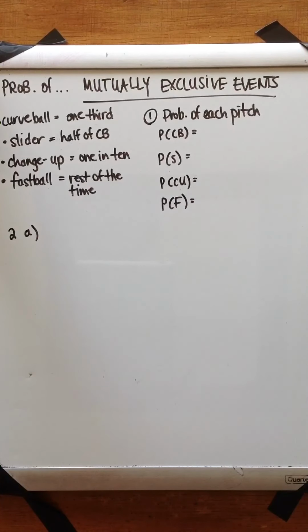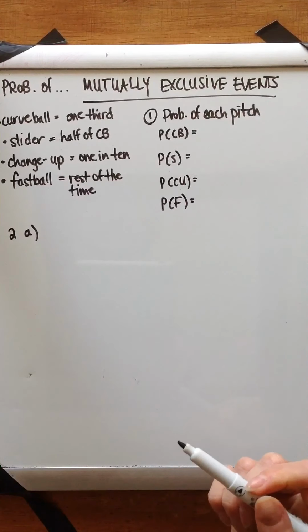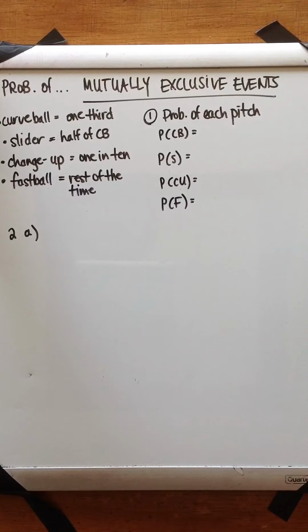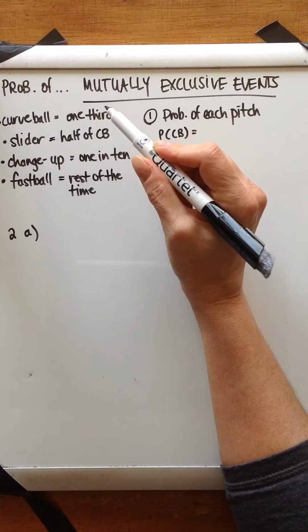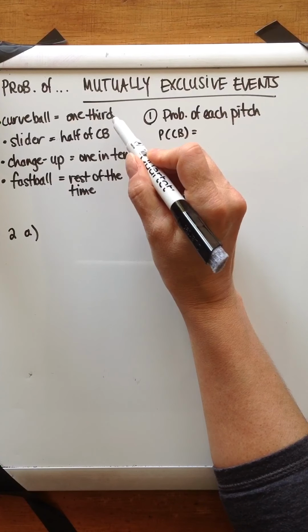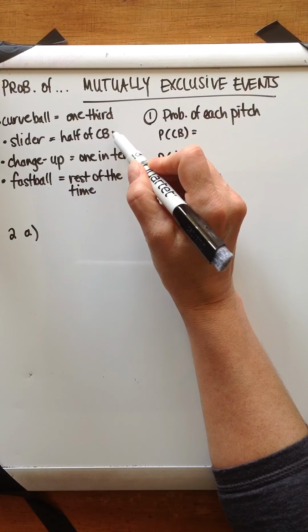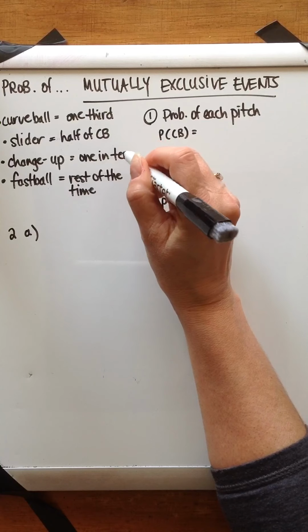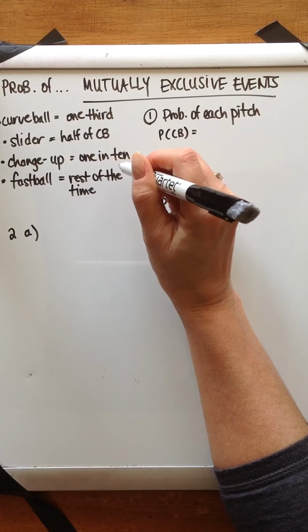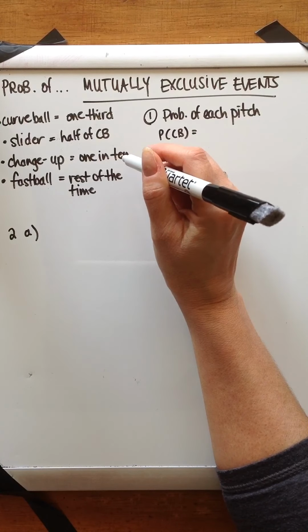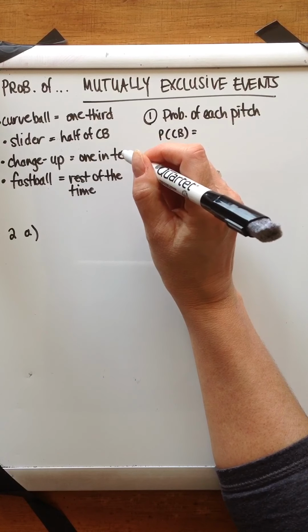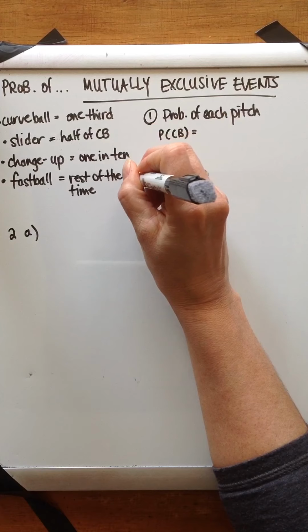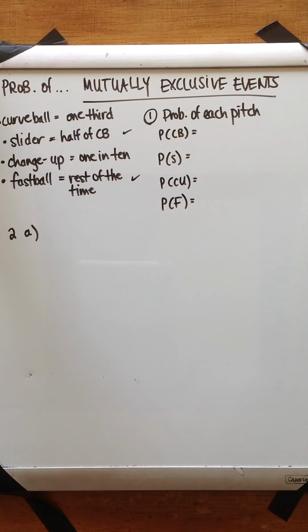So she has 4 key pitches that she uses as a fastball pitcher. She has a fastball, a slider, a curveball, and a changeup. She tends to go to her curveball 1/3 of the time, her slider half of the time of the curveball, changeup 1 in 10 times, and her fastball the rest of the time. I feel like I have a pretty good chance of making a base hit or better if she throws a fastball or a slider. Those are the 2 pitches that I prefer.